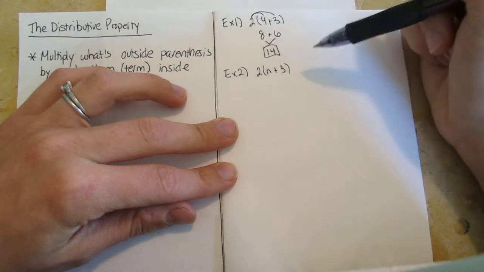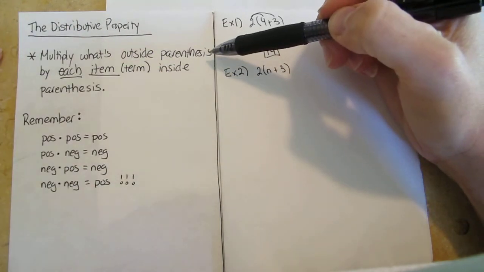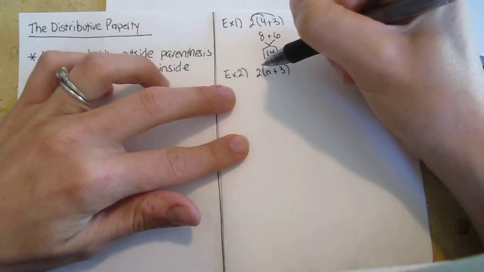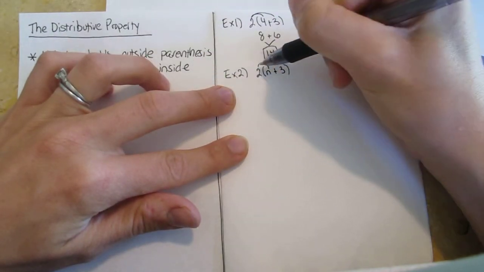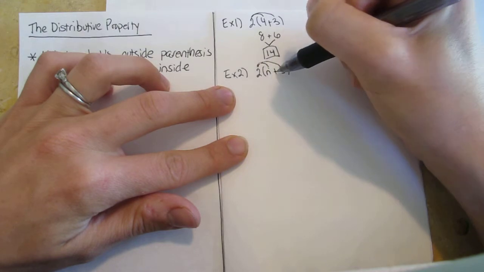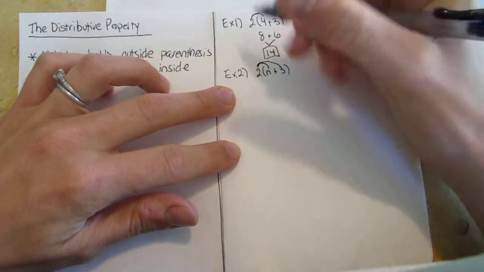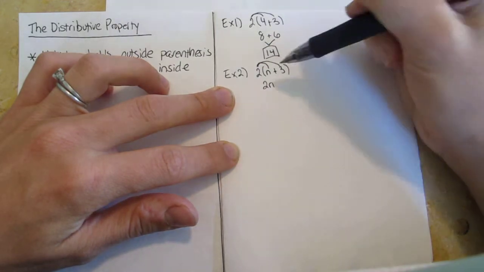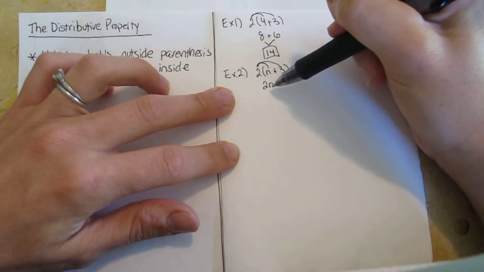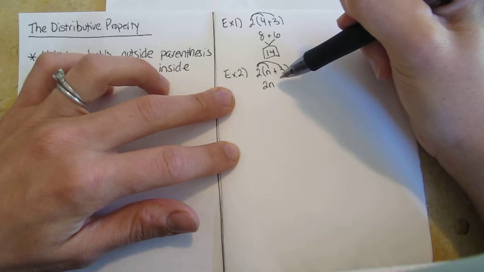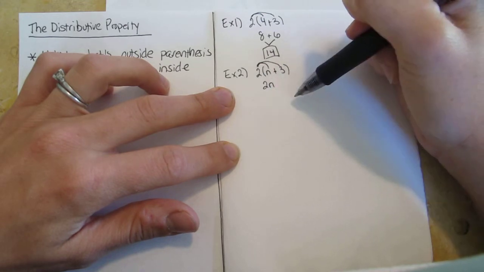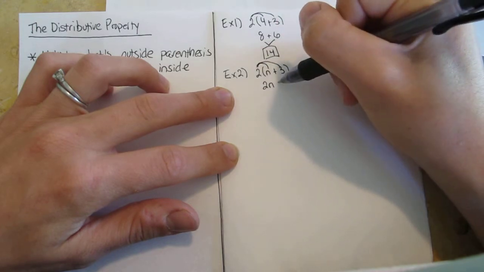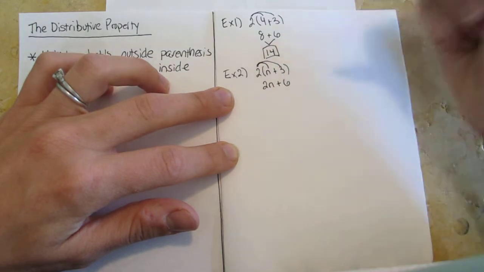So I'm going to use the distributive property, and I'm going to multiply what's outside parentheses by each term inside. So I'm going to do 2 times n, and then I'm going to do 2 times positive 3. 2 times n is just 2n. That's the only way I can write it. Again, I don't know what n is. So the best I can do is to say 2n, which means 2 times n. And then 2 times positive 3 is positive 6.